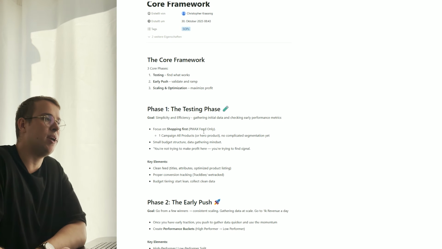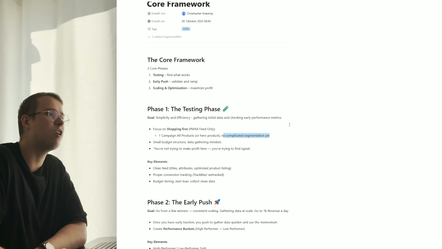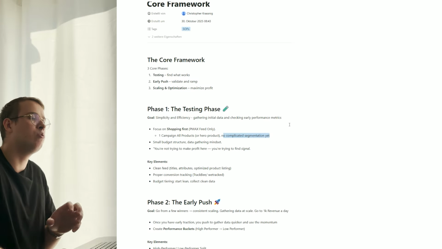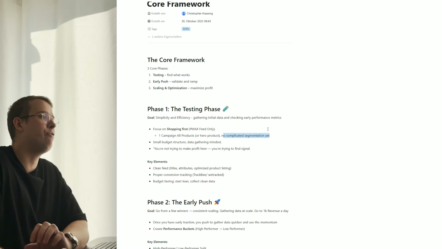It's not black and white, it depends, but usually it's one campaign with all products, or your hero product, or a set of hero products. Basically, the bottom line is no overcomplicated segmentation yet. Keep it simple for the start. Later on, we will structure it more effectively. Just a small budget for the start.